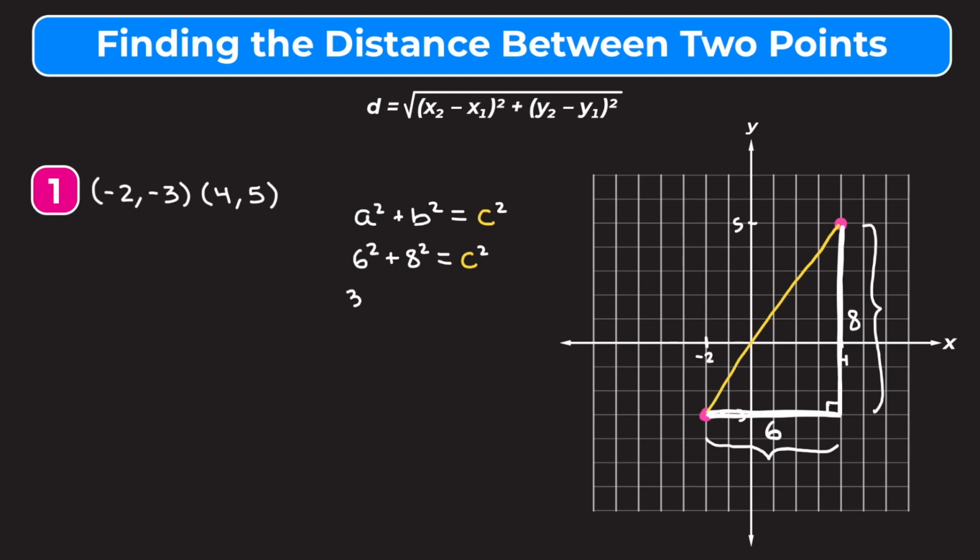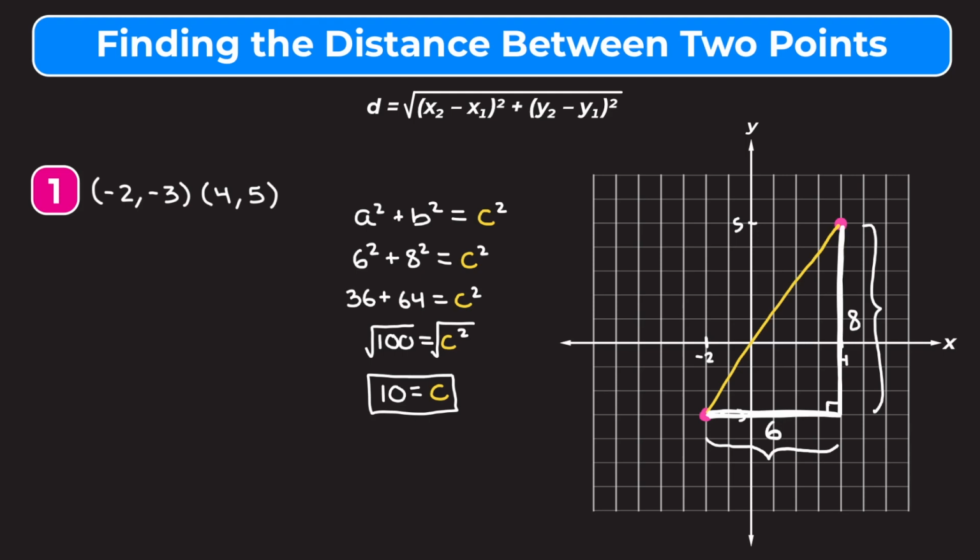So 6 squared is 36, 8 squared is 64, and this is equal to c squared. I'm going to combine 36 plus 64 to get 100. So I have 100 is equal to c squared. And now to get the squared out of the right side, I need to take the square root of both sides. On the left, I get a positive 10 because I can't have a negative distance. And on the right, I am just left with c. So I get that the distance between these 2 points is just 10 units.